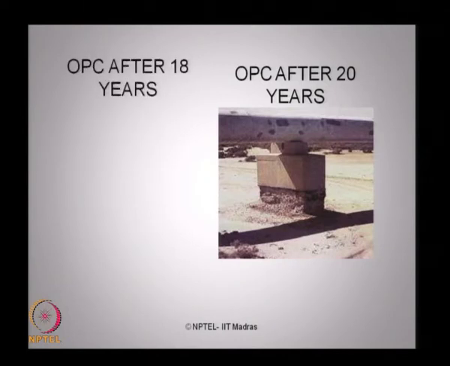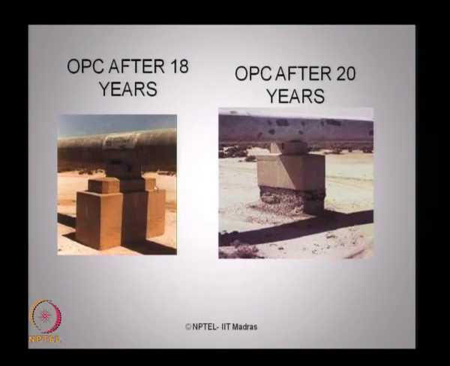Here is a photograph which shows an ordinary Portland cement member after 18 years and after 20 years. You see, within a span of just 2 years, you can see a lot of pockets of deterioration happening, and a lot of surface repairs being attempted.